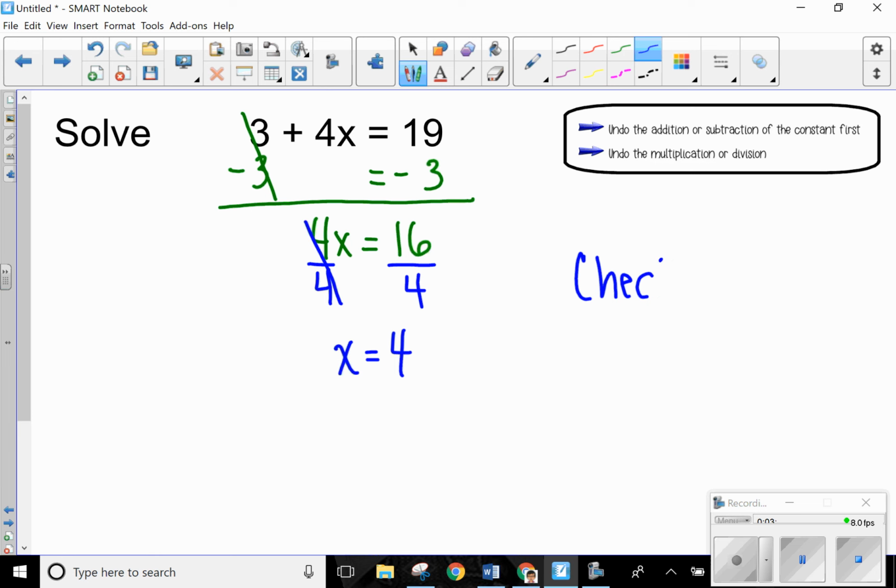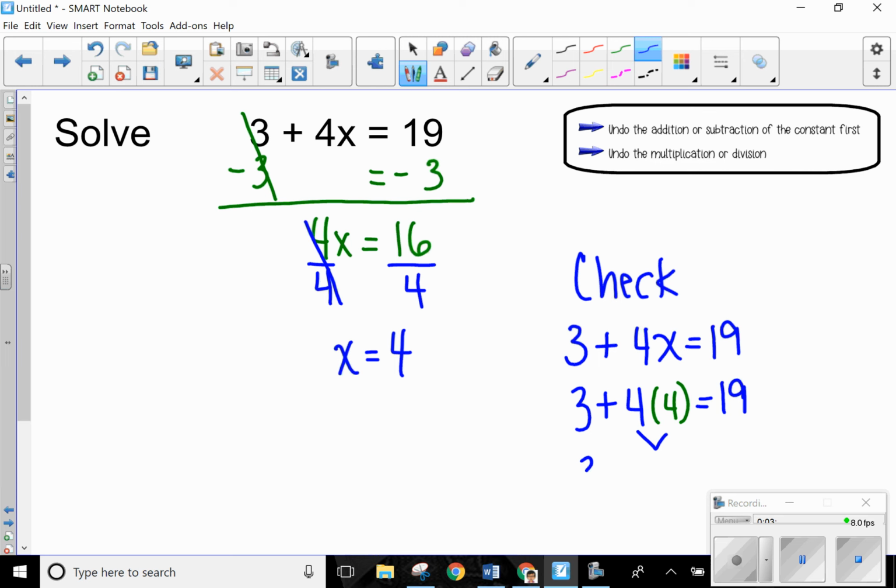Again, last step as always, do your check. Write your original equation down. Okay, now all we do is we're going to substitute the answer we got. We got 4. And we're going to see if the left side equals the right side. So first I'm going to do my multiplication. And then, so 3 plus 16 is 19. My left side equaled my right side, so my solution of 4 was correct.